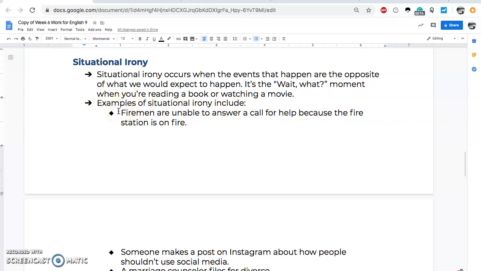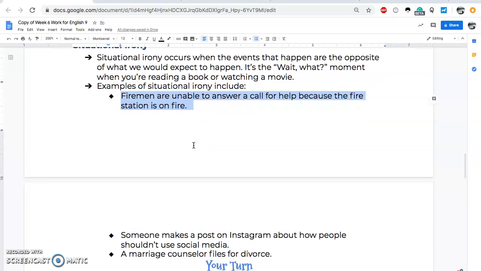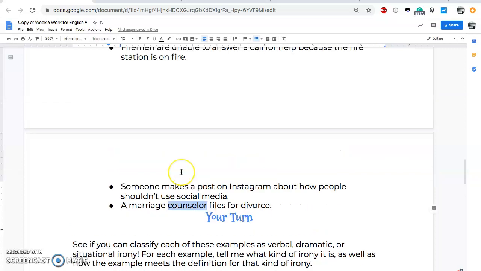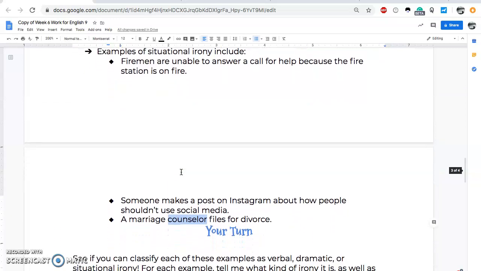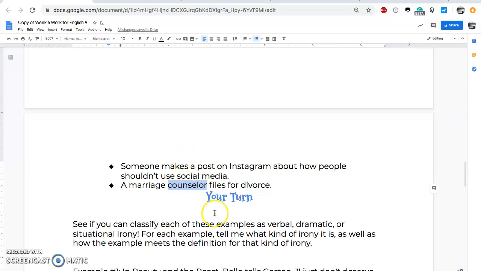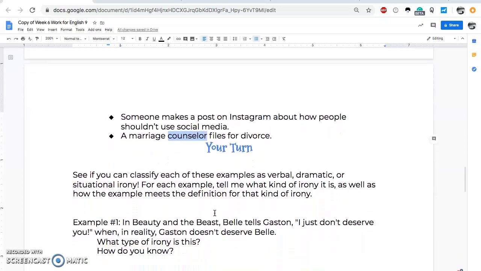Firemen are unable to answer a call for help because the fire station is on fire. Yikes. Someone makes a post on Instagram about how people shouldn't use social media. That's kind of weird, but funny, and situational irony. And a marriage counselor files for divorce. It happens. So those are just different types of irony. And remember, it's just when you think something is going to happen, but the opposite actually does.